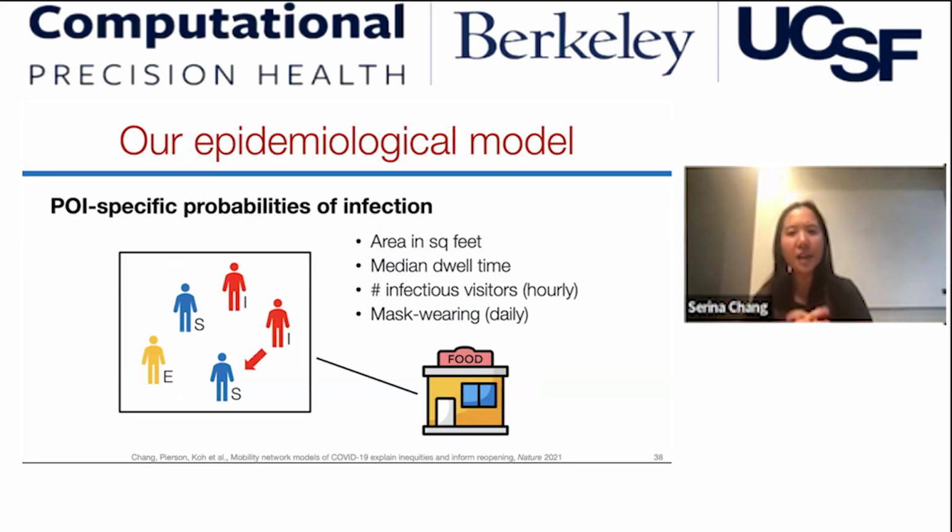Another thing I wanted to note is in our model, we're able to get POI-specific probabilities of infection, and that's using other data from SafeGraph, like the area in square feet of the POI and the median dwell time, which is how long people stay when they visit. And there's also, of course, the number of infectious visitors, which is endogenous to the model, as well as mask-wearing data, which we're able to get at a daily granularity.